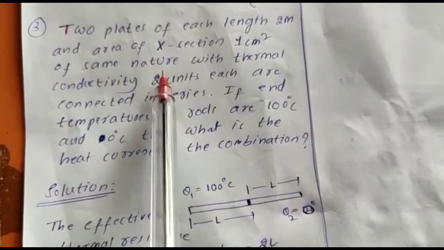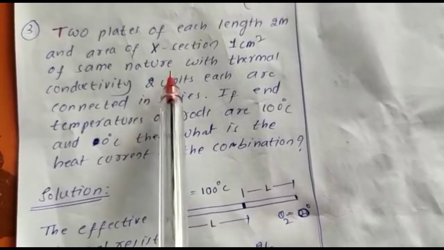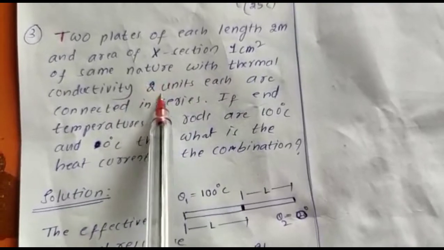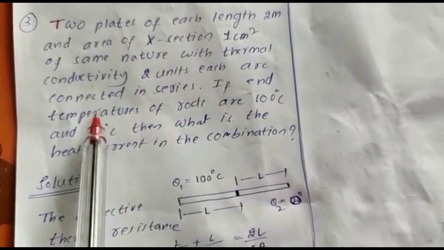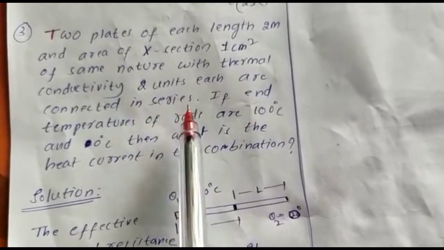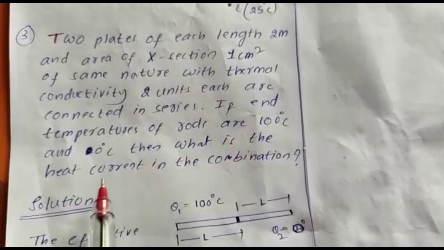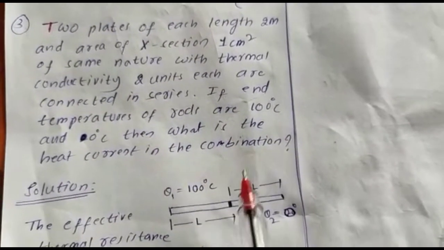Same nature means what? They have given two rods of the same nature, meaning the thermal conductivity should be the same, with thermal conductivity 2 units. Here they have not given units, therefore we take them as usual, no problem. Each is connected in series combination, and if the end temperatures of the rods are 100 degrees Celsius and 0 degrees Celsius, then what is the heat current in the combination?